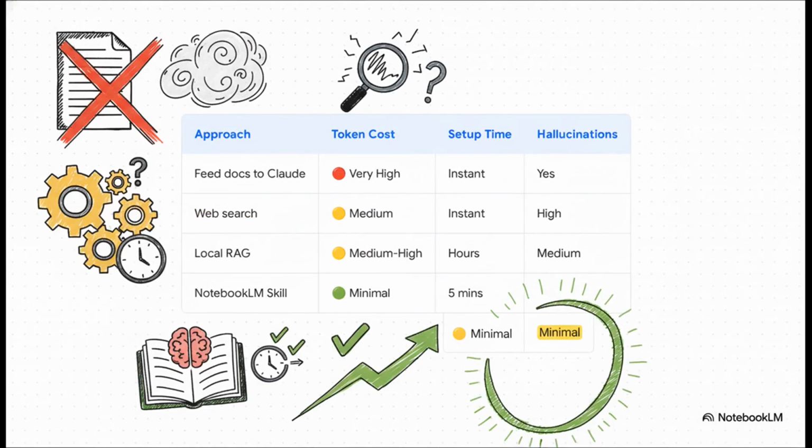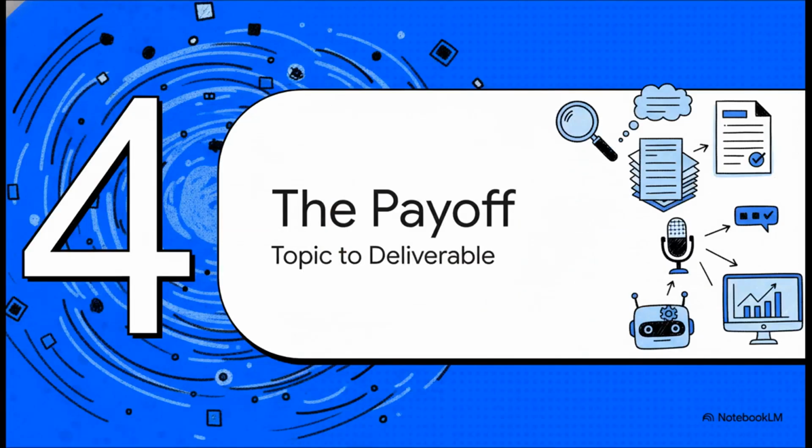Now, don't just take my word for it. This chart, which is based on data from developers using this method, shows just how much better this approach is. Feeding documents directly to Claude, super expensive, full of errors. Web search, a total crapshoot. Building your own local RAG system, that's a retrieval augmented generation setup if you're into the techie details. That can take you hours or even days. But this NotebookLM workflow, we're talking about 5 minutes to set up, almost zero token cost, and most importantly, minimal hallucinations. It's a total game changer.